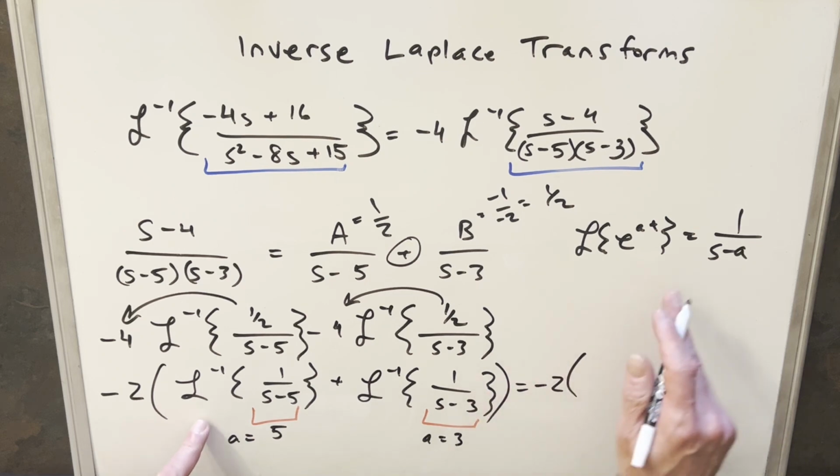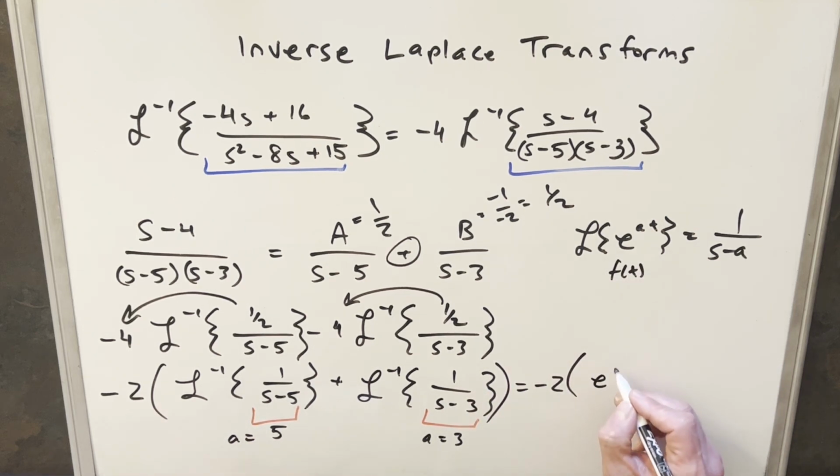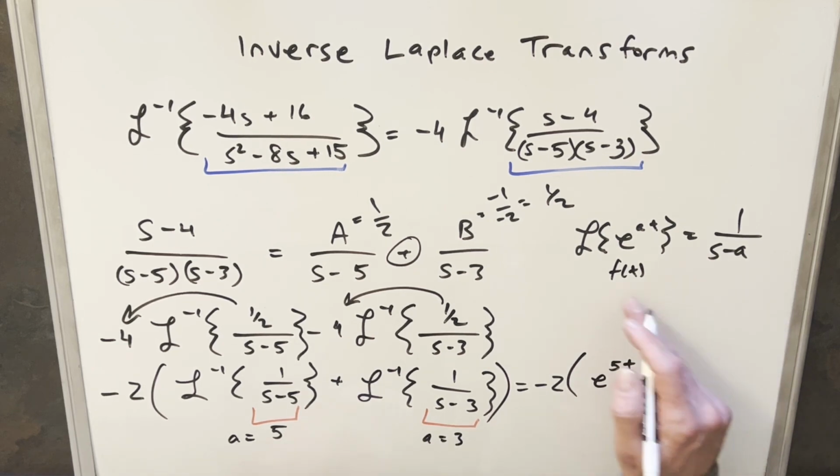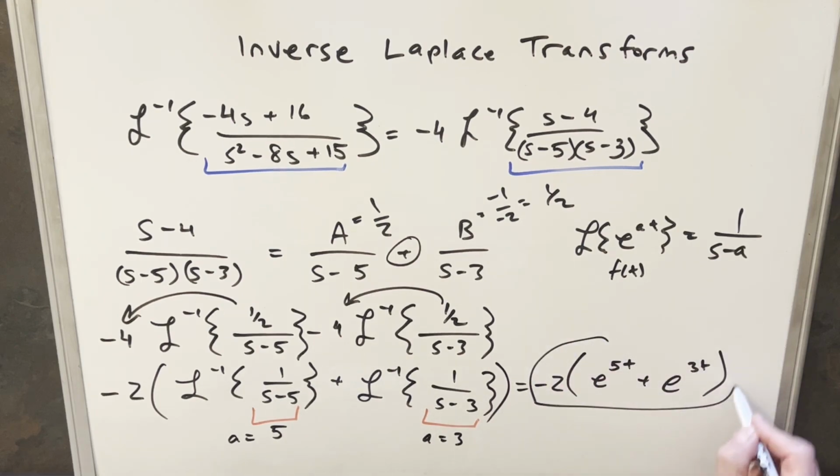So finishing this off, we'll have our minus 2 out front, but this thing is going to be the same thing as this f of t when a is 5. So this is going to be e to the 5t. And then for this other one, same thing, using this formula, this is going to be e to the 3t. Just circle it, and that's it.